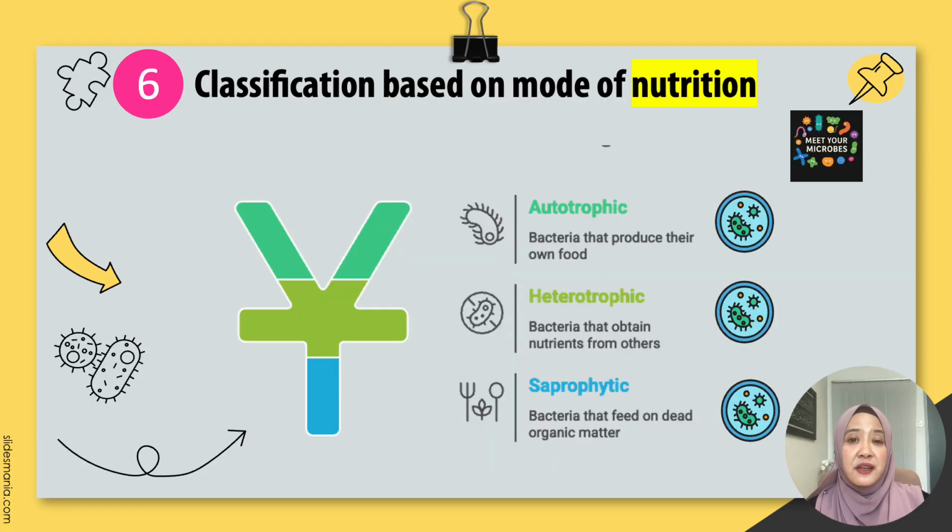Another way to classify bacteria is by how they obtain their nutrition. Bacteria could be autotrophic, heterotrophic, or saprophytic. Autotrophic means that bacteria can actually make their own food. Heterotrophic means that bacteria obtain nutrients from others. And saprophytic means that bacteria feed on dead, decaying organic matter.